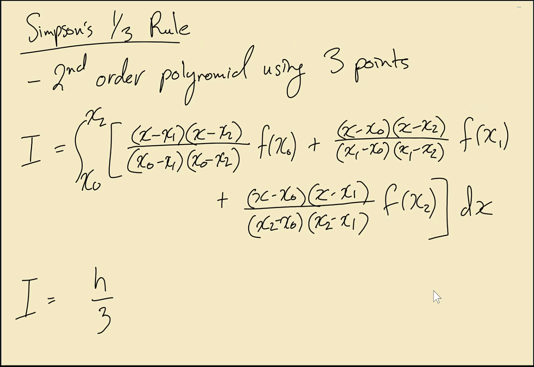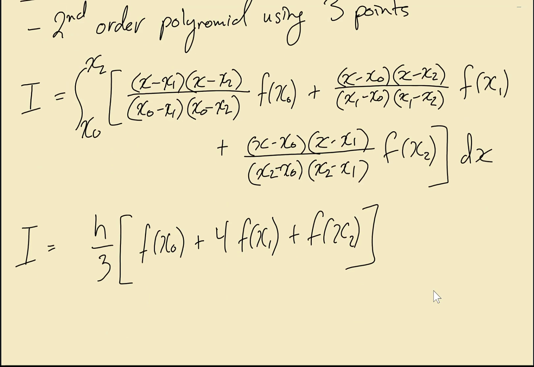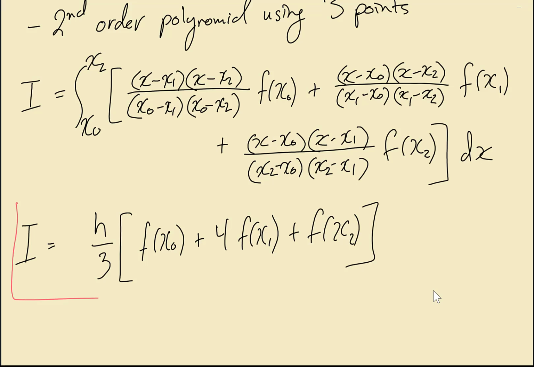The coefficient here is 1 over 3 times h, multiplied by f of x0 plus 4 times f of x1 plus f of x2. So that whole thing on top, after integrating, comes up to this simple equation. And this simple equation is Simpson's 1/3 rule.